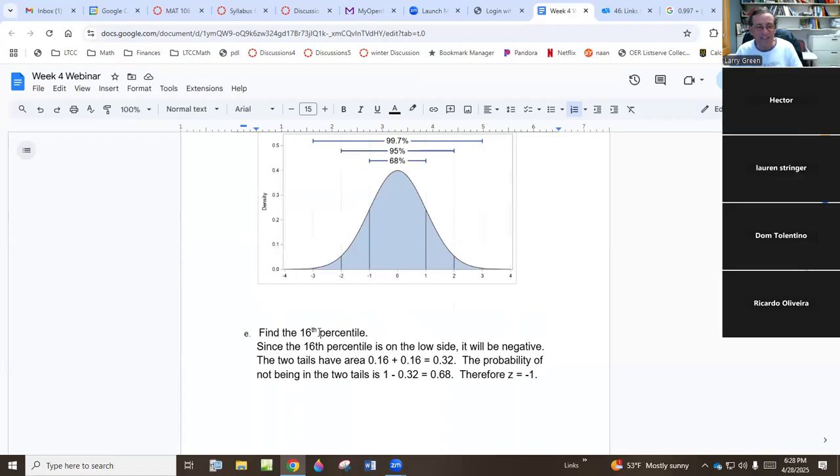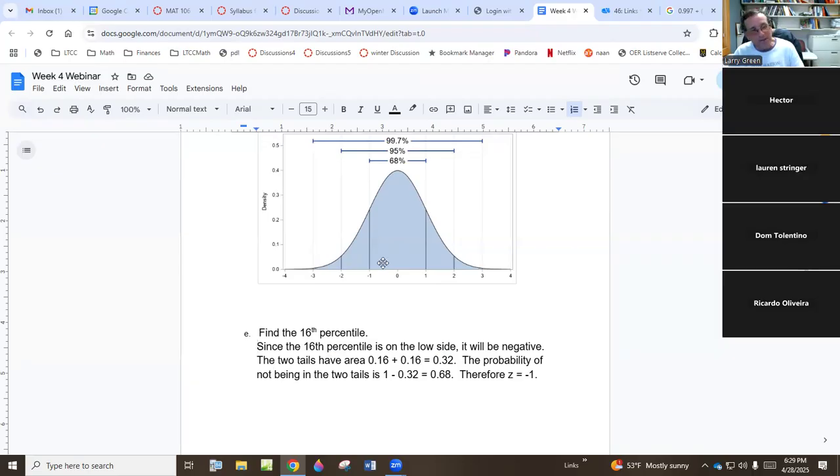Okay, so what if you wanted to find the 16th percentile? Do you remember what it even means to be at the 16th percentile? What's that definition of percentile? It's another thing that happened in the first week. If it's 16th percentile, then it means the probability of being lower than it is 0.16. Does that make sense? If you're 16th percentile, that means you're small, right? Whereas if you were 95th percentile, you're big. So we know that 16th percentile is on the low side. So we know it's got to be over here somewhere. It's going to be negative.